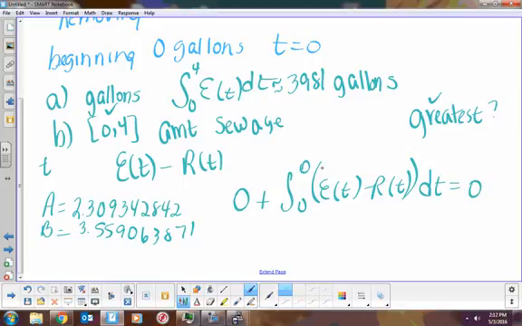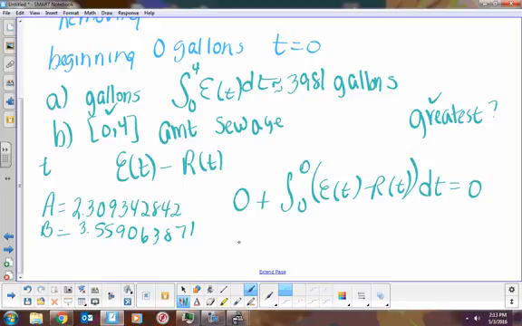Yes? 1. Yes. This was a calculator question, so you don't have to show the work of the integration. What you do have to do is show the integral.